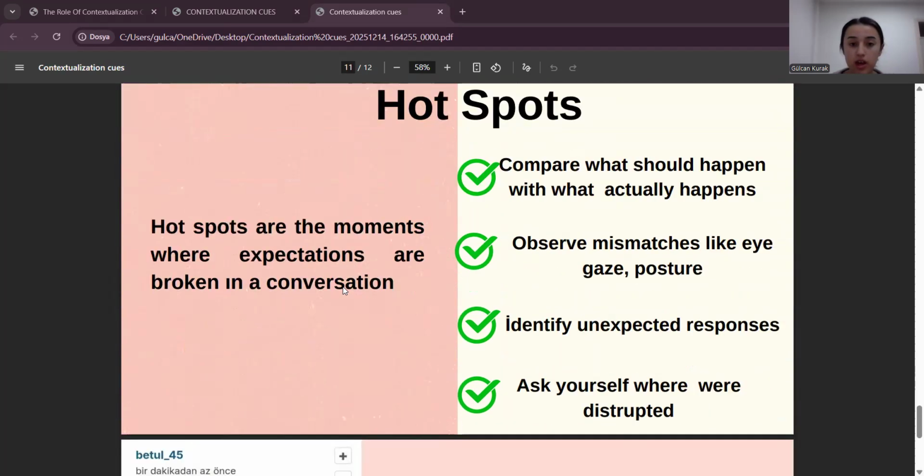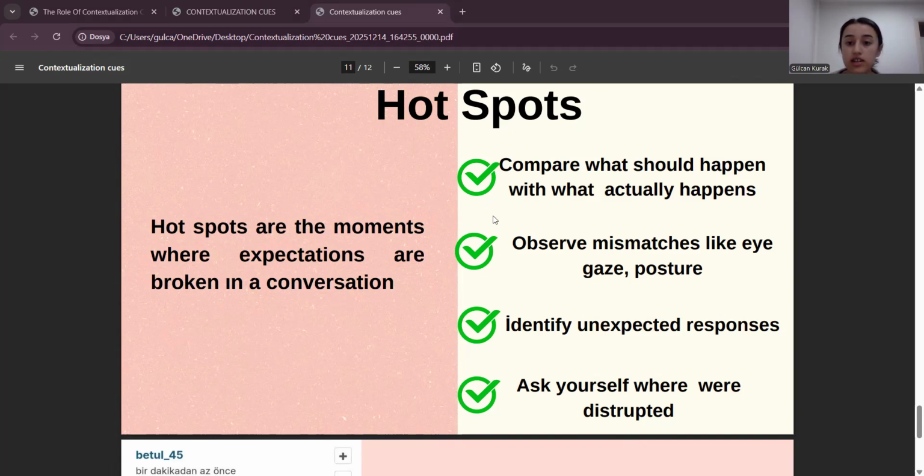And the last one, we have hotspots. Hotspots are the moments where expectations are broken in a conversation. As you know, there are some moments in the classroom that we don't expect from the students. Like maybe eye contact or lack of eye contact may be seen as disrespect or lack of ability by the teachers.